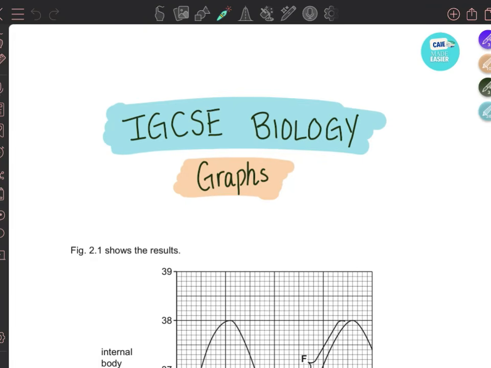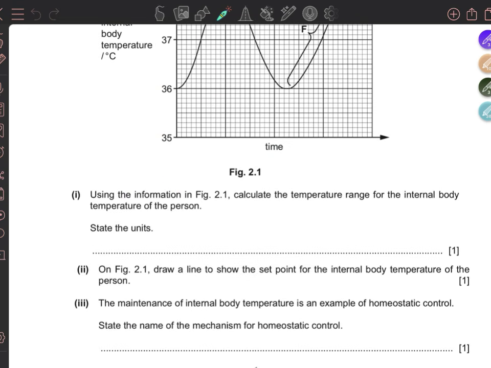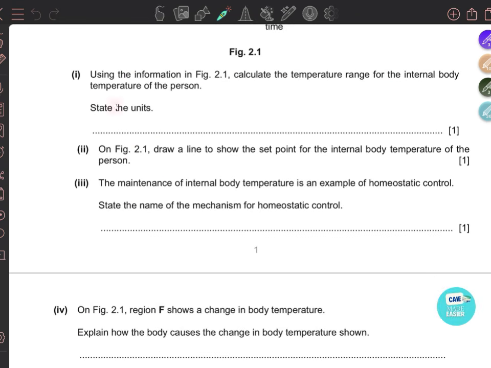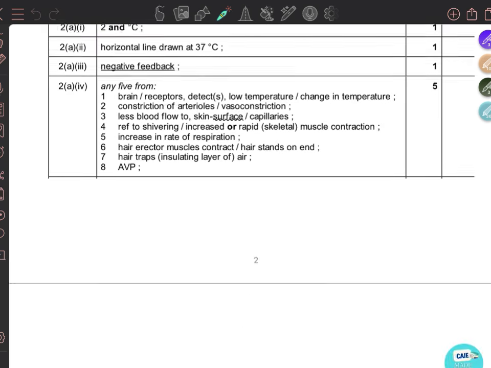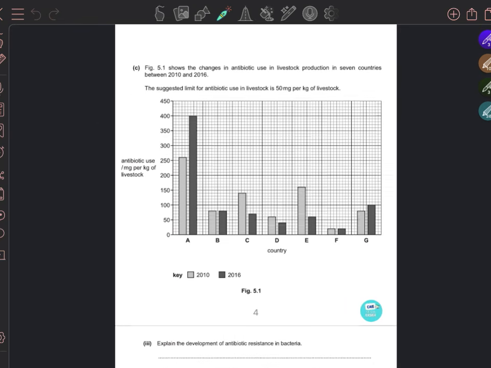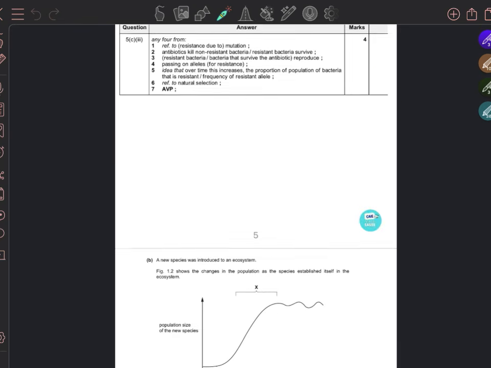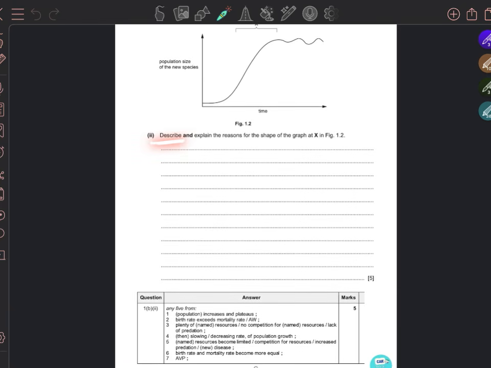So in this video we're going to study and figure out how to solve IGCSE Biology graphs. Now you will notice that when solving these graph questions you will face certain command words, for example state, explain and suggest, and so on. In order to get good marks and understand what exactly they're asking you, for example you even have describe and explain, you need to know the differences between them, right?